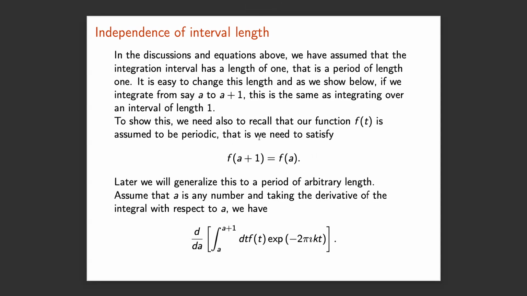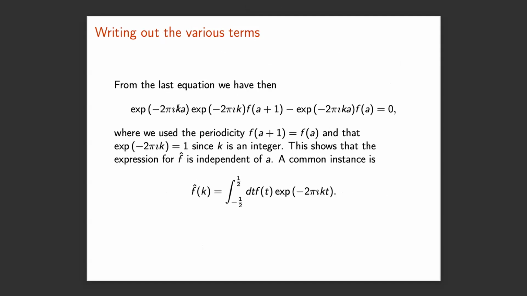And here we show that if you now, instead of a period of 1, have a period of a, then when you add one period, this should be the same. So in the previous case, we just put the period to 1, and then you can show that if a is any number, and you take the derivative of this equation, what you get is simply this expression here, which gives you 0, where we use the periodicity.